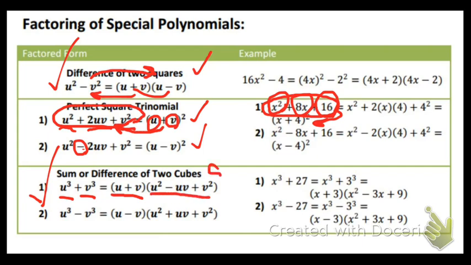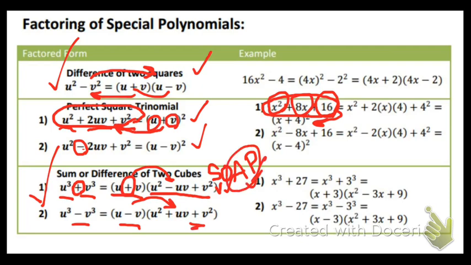And the signs follow the pattern SOAP. SOAP stands for same. So whatever the sign is first, if it's a plus, then the first sign is going to be the same. If it's a minus, then the first sign is going to be a minus. And then O stands for opposite. So the next sign is always going to be opposite the first sign. And then the last sign, AP, always positive. The last sign is always positive.